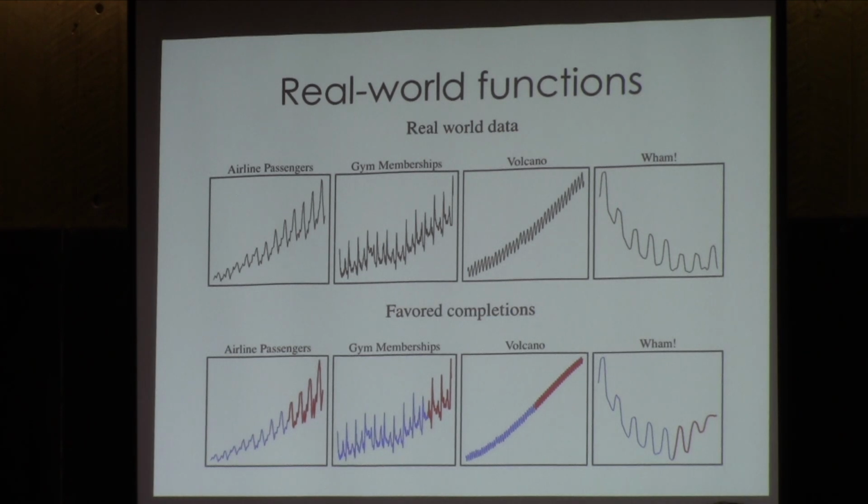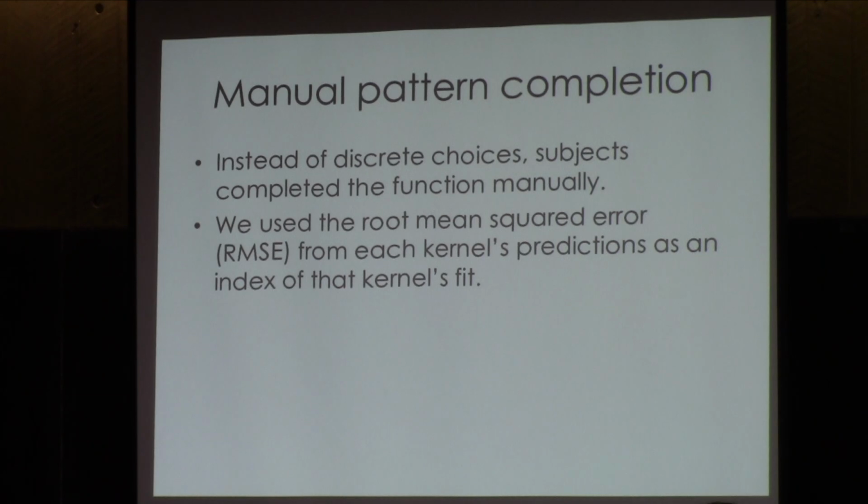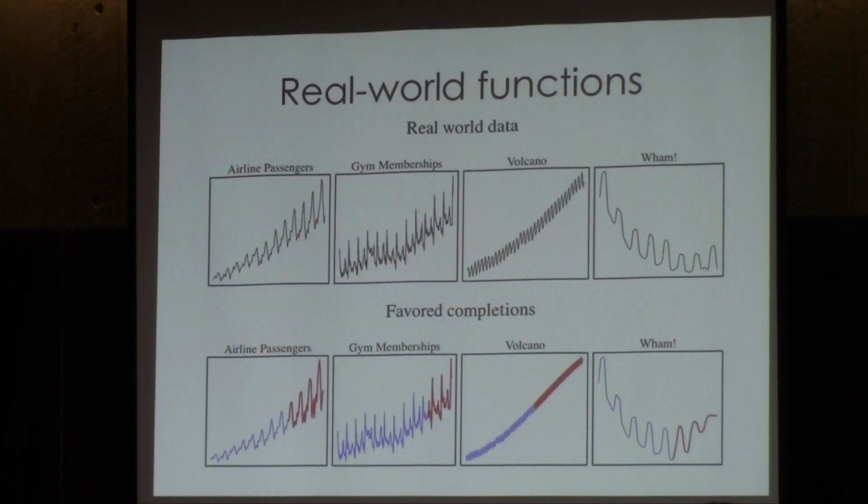The next experiment we did was essentially the same thing as before, but on real-world functions. I'll just summarize by saying that these real-world functions tell the same story: people preferred the compositional completions of real-world functions over the spectral mixture completions of those functions. Question? When they're presented that, they're not told it's gym membership. No, that's right. The presentation is the same as before, but what we're trying to do here is rule out that there's some weird idiosyncrasy in the kinds of functions we were showing before, which were drawn from artificial processes.